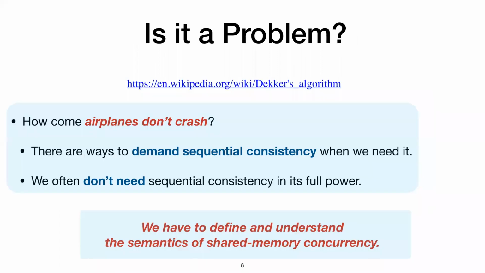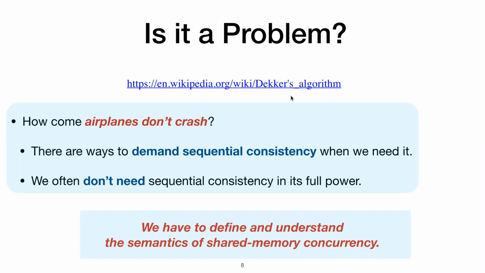Is this a problem? Of course, it may be a problem. What I showed before is a simplification of what is known as Dekker's algorithm for critical sections. And Dekker's algorithm fails under causal consistency. When I saw this, I was asking myself, how come airplanes don't crash? I mean, if we designed our programs for one memory model and it actually works in a weaker memory model, this looks bad. And there are two answers.